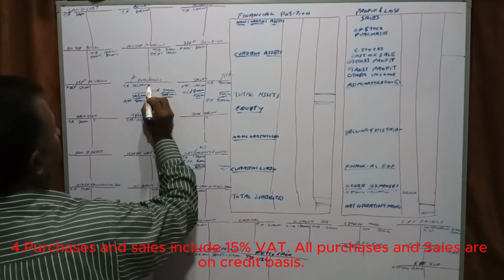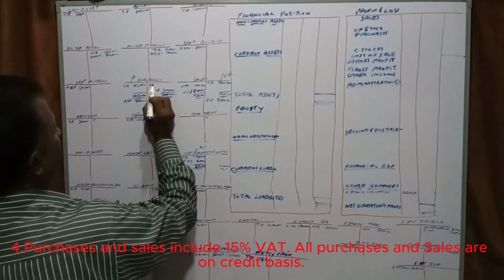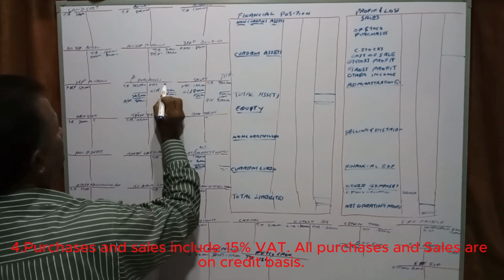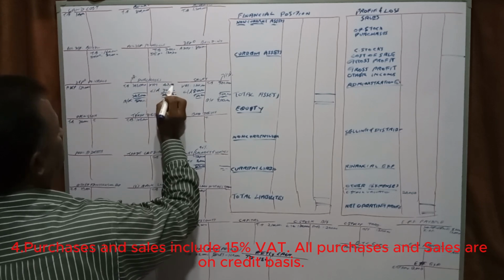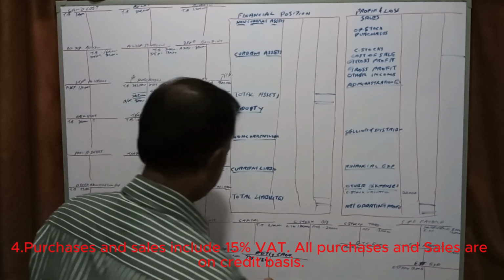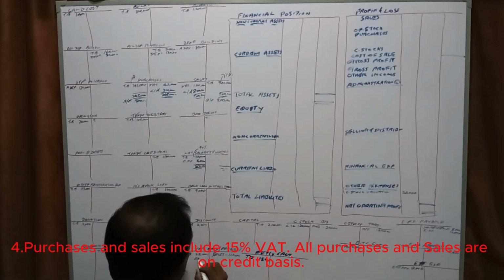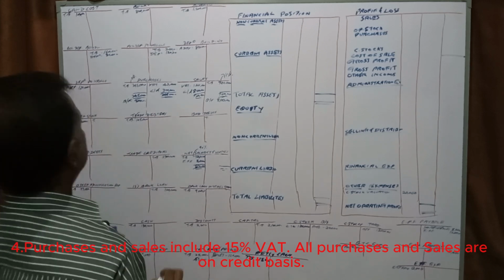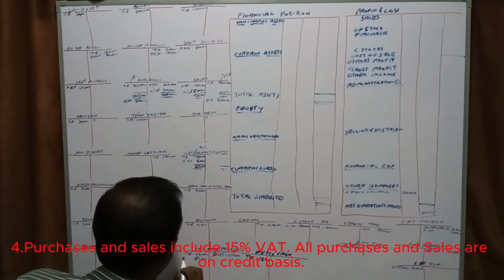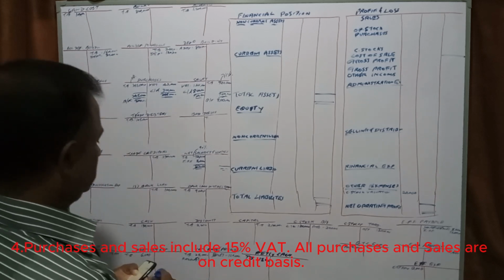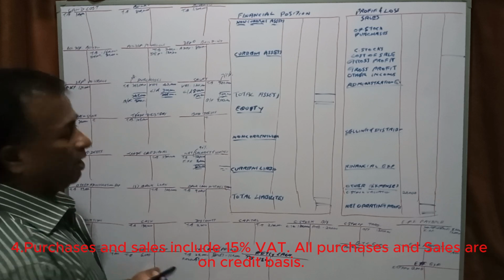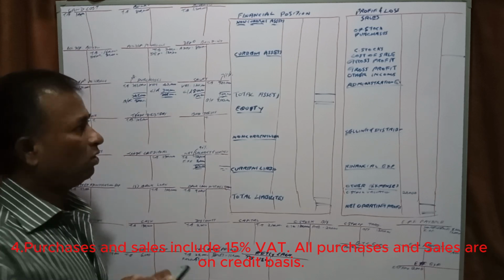So we had to transfer this to the VAT payable account, right? 45,000. We are going to debit the VAT payable 45,000. That is the VAT on purchases, 45,000. Okay. Understood? Do you want any workings?